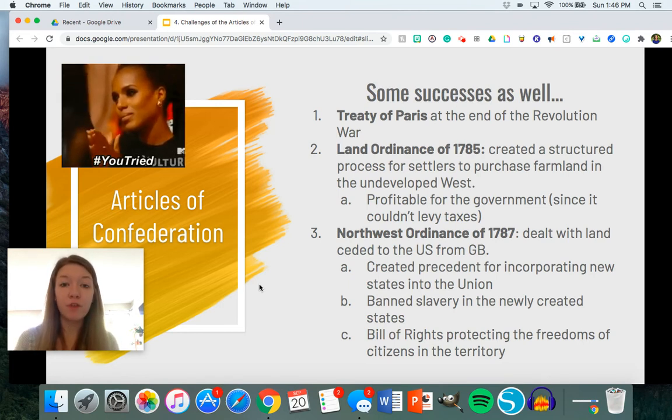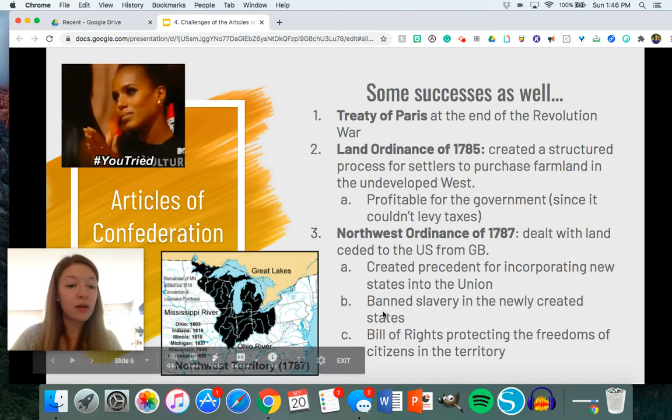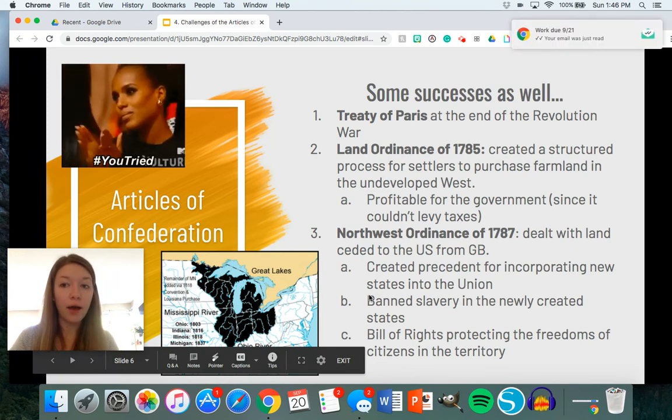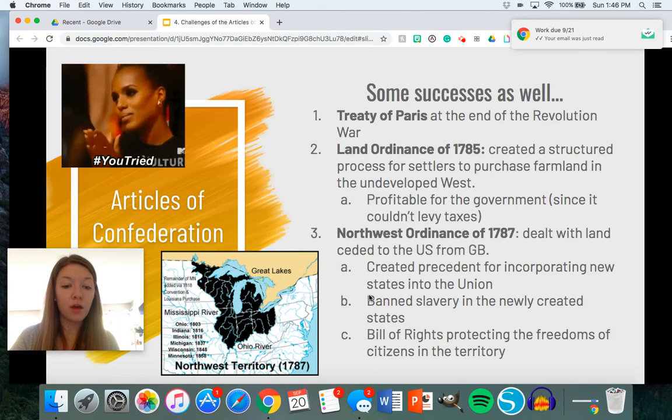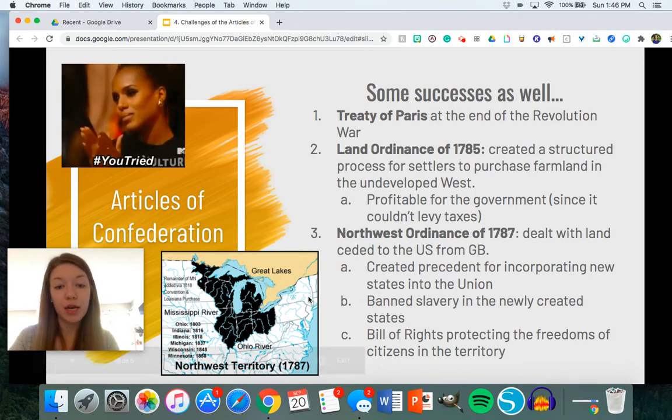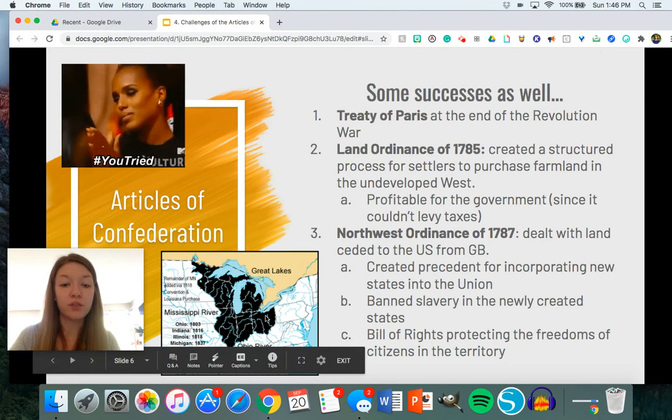So that was a very positive thing as well, because it's kind of outlining a new structure of government, right? How are we moving forward from here? And then here in this picture, I just have an image of the Northwest Ordinance. As you can see, Ohio is one of the states, the very first state actually, that was created out of the Northwest Ordinance.